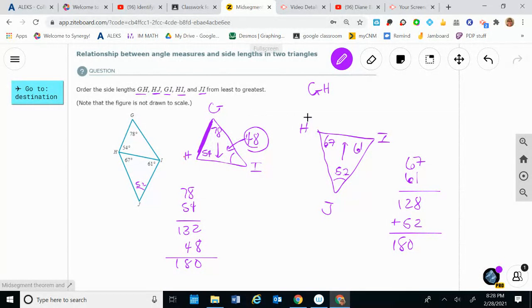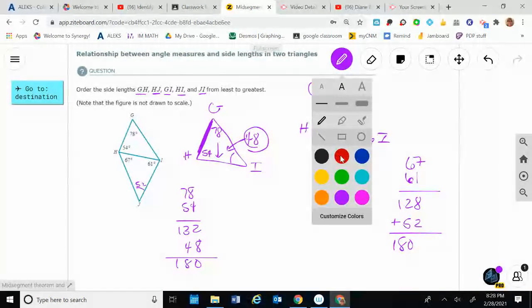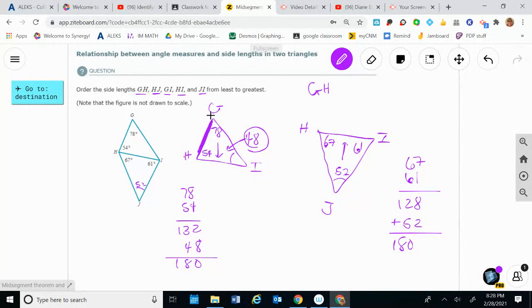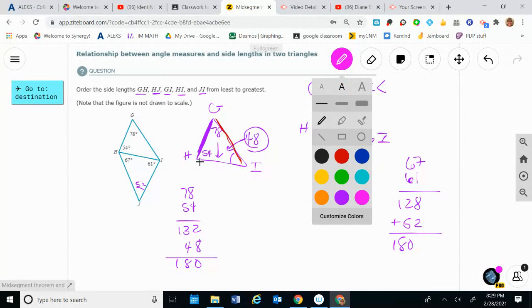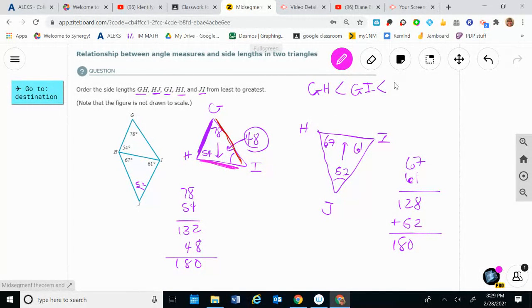So what we're going to do is we're going to order one triangle and then order the other triangle, and you're going to see that they work together. But it's going to get a little confusing the first time, especially. So take a look. We did GH on this particular triangle. It goes GH less than GI. I'll do it a different color just because. GI is the second one. And HI is the third one. Do you see it? HI is the third. Less than HI.